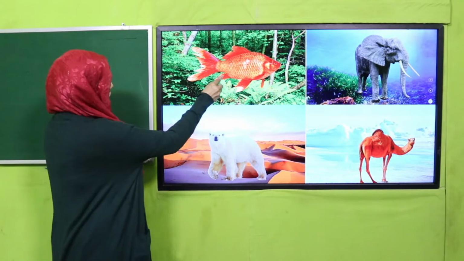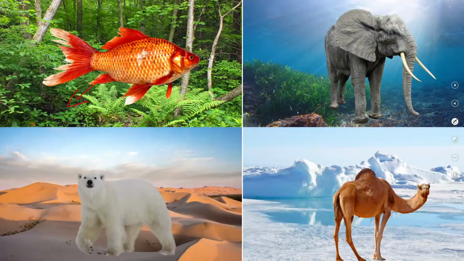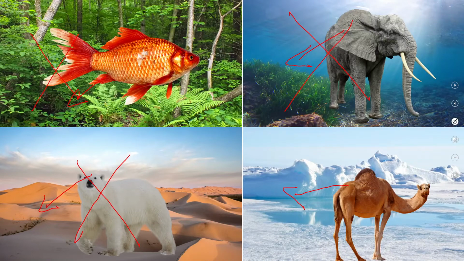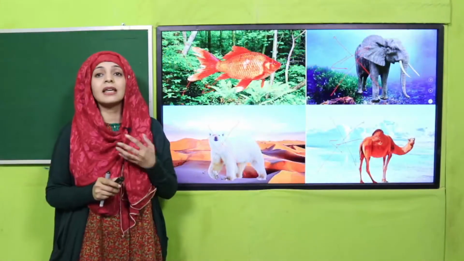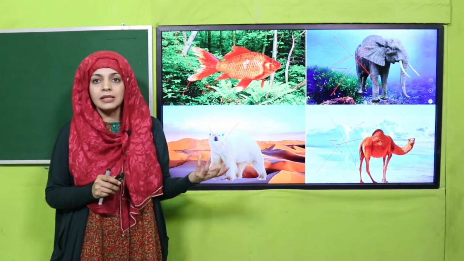Can fish live in this forest? No, it cannot. Tell me, can elephant live underwater? Not at all. And can polar bear live in the desert? That is not possible. And can this camel live in the extreme cold of the polar region? No way. This is wrong. They are in wrong habitats. They cannot survive there. Okay?